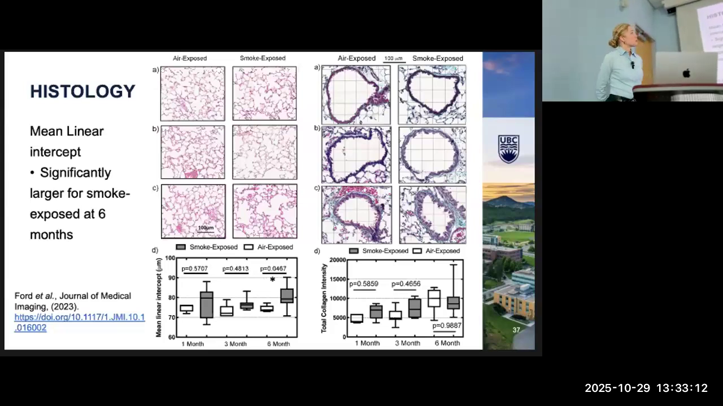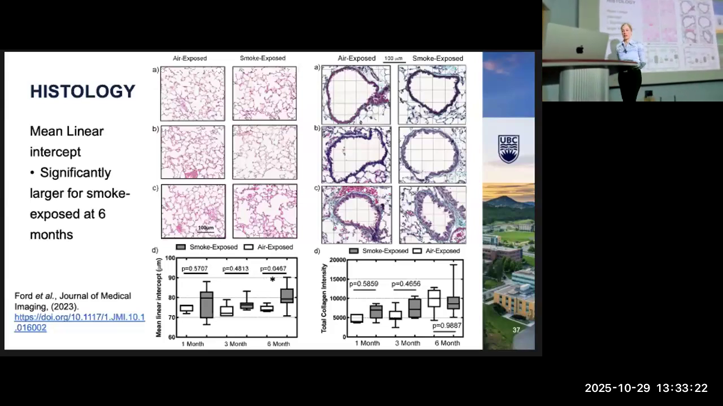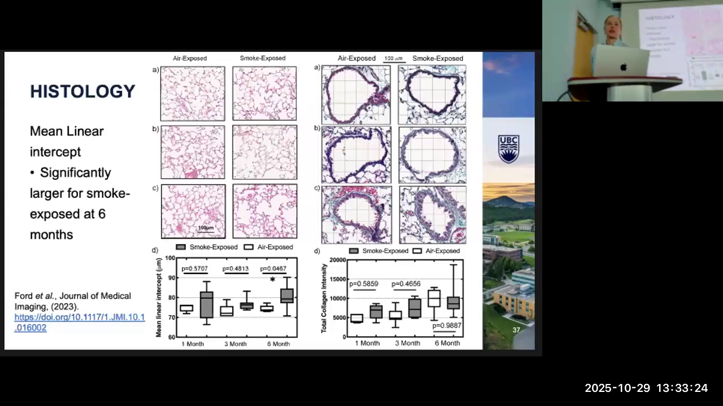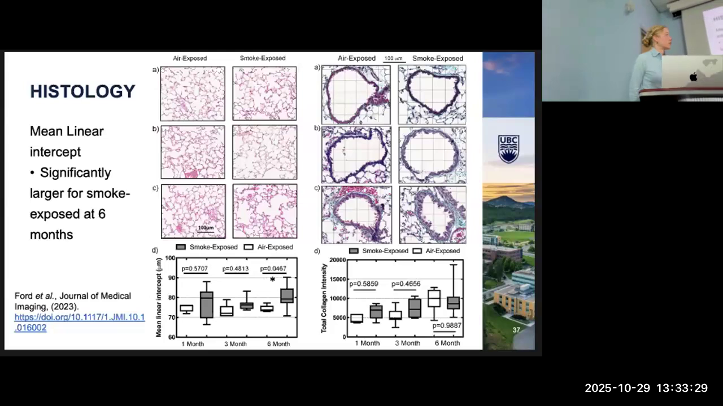In the 1 month group, we don't see a lot of differences. 3 month, we don't see a lot of differences. But in 6 month, you can see that some of these septa have now degraded. And that's where the air trapping comes in. There are big pockets of air in the lung that don't have a place to exchange.